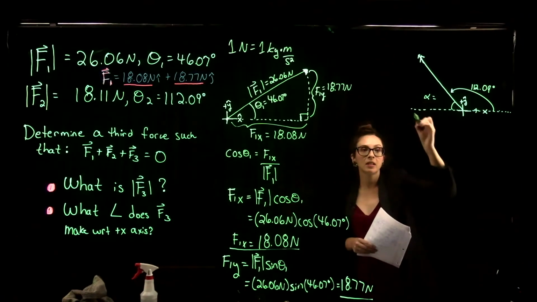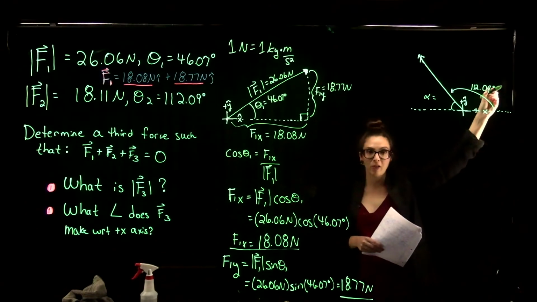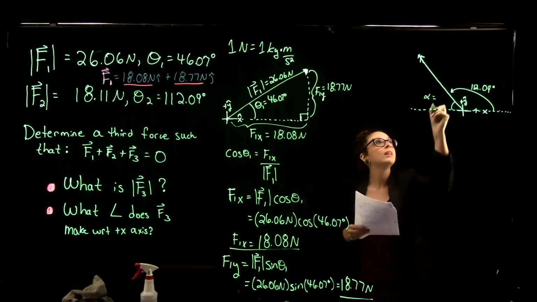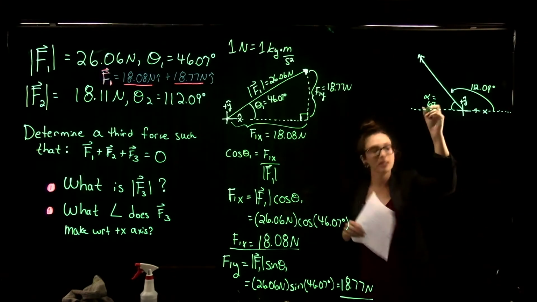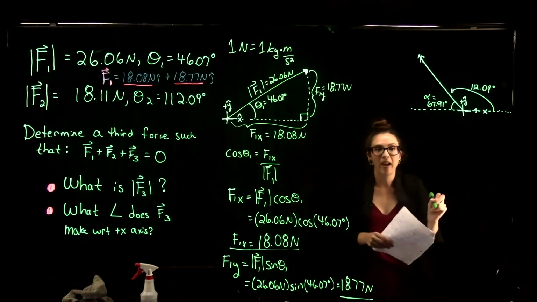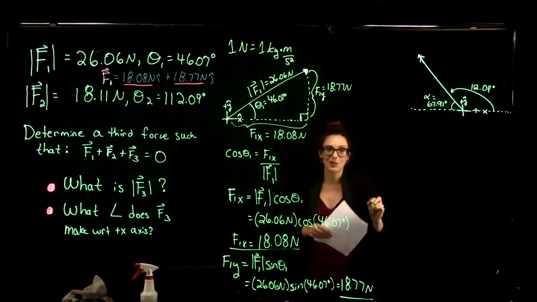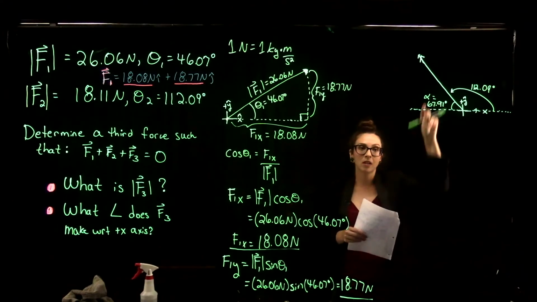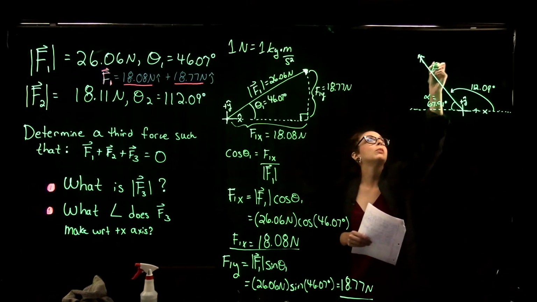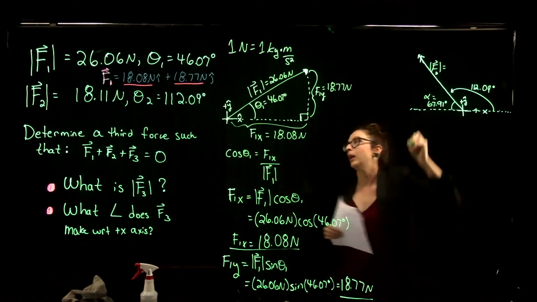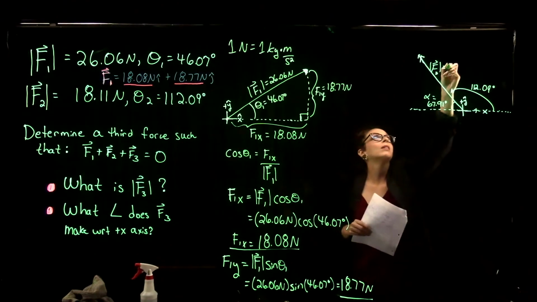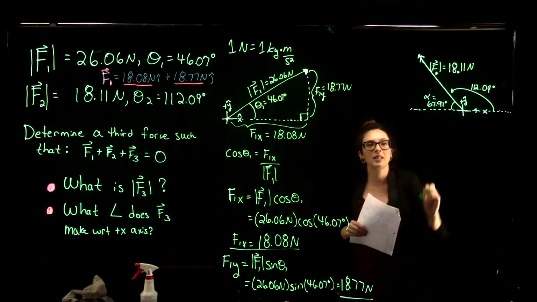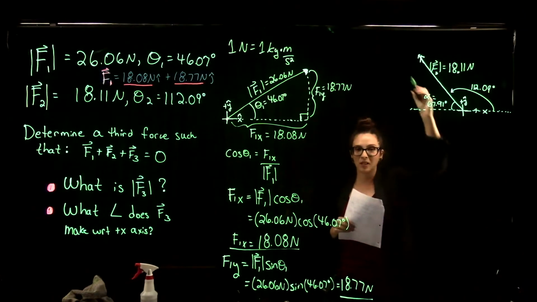This angle right here, which I'm going to call angle alpha, is going to equal 180 degrees minus 112.09. So alpha here is equal to 67.91 degrees. This is the angle that I'm going to use to help me figure out the x and y components of my vector F2. So let's label vector F2: it has a magnitude of 18.11 newtons. That's a measurement of its size.